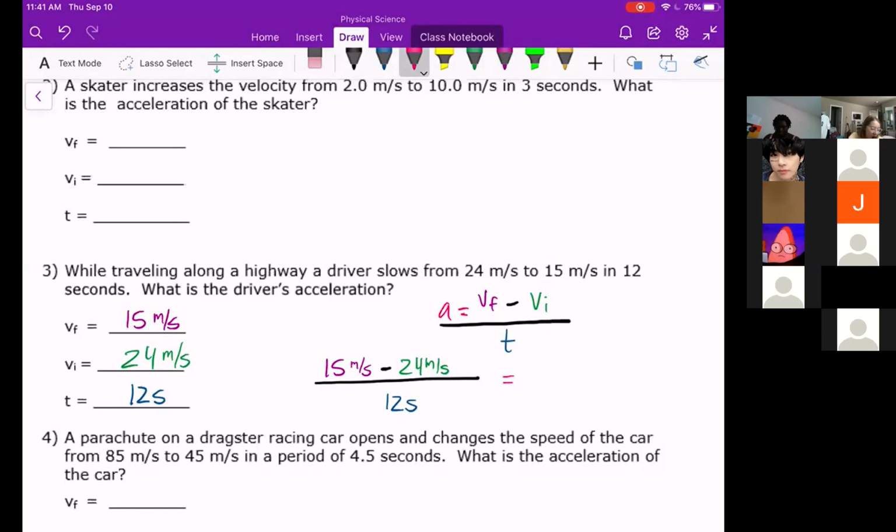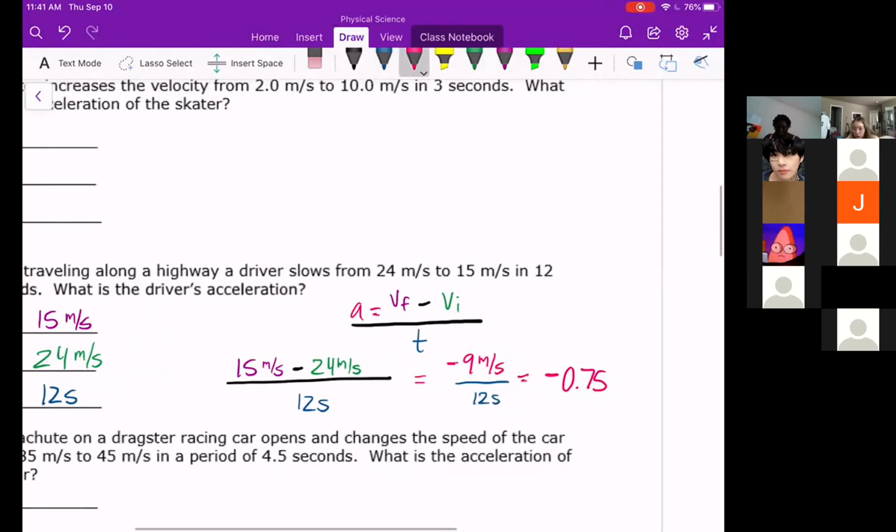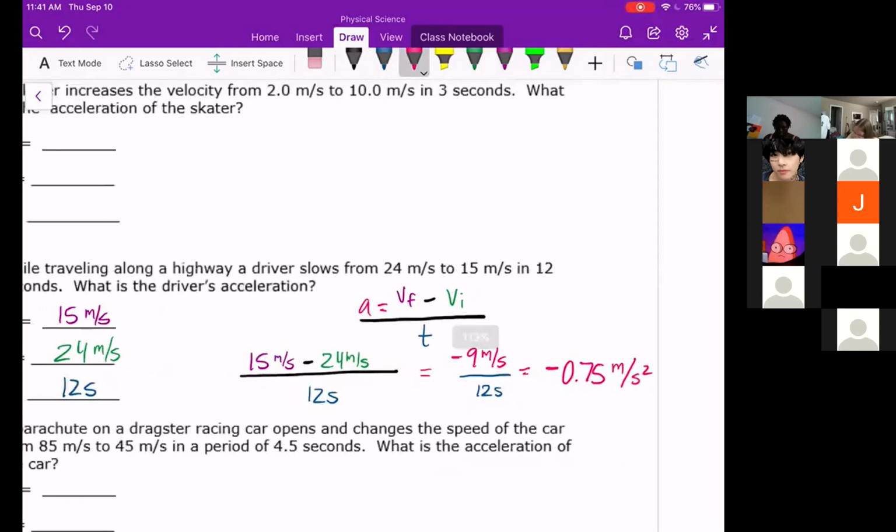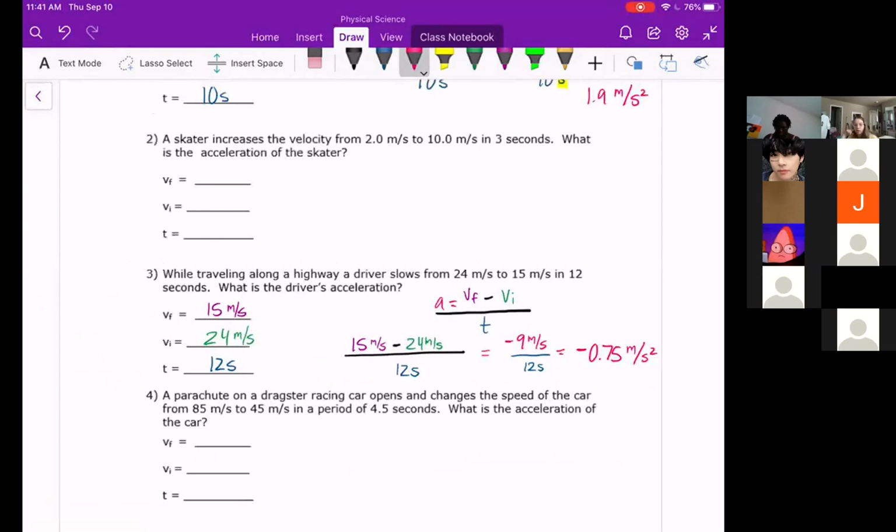Very nice. All right, so Jalen said when he did the top, he got -9. This is still meters per second. And if you just have the answer, that's fine, okay? -9, and then he divided it by 12 seconds. And then he said overall he got -0.75. And remember, this is meters per second squared, or you can say meters per second, okay? I'll take either one.